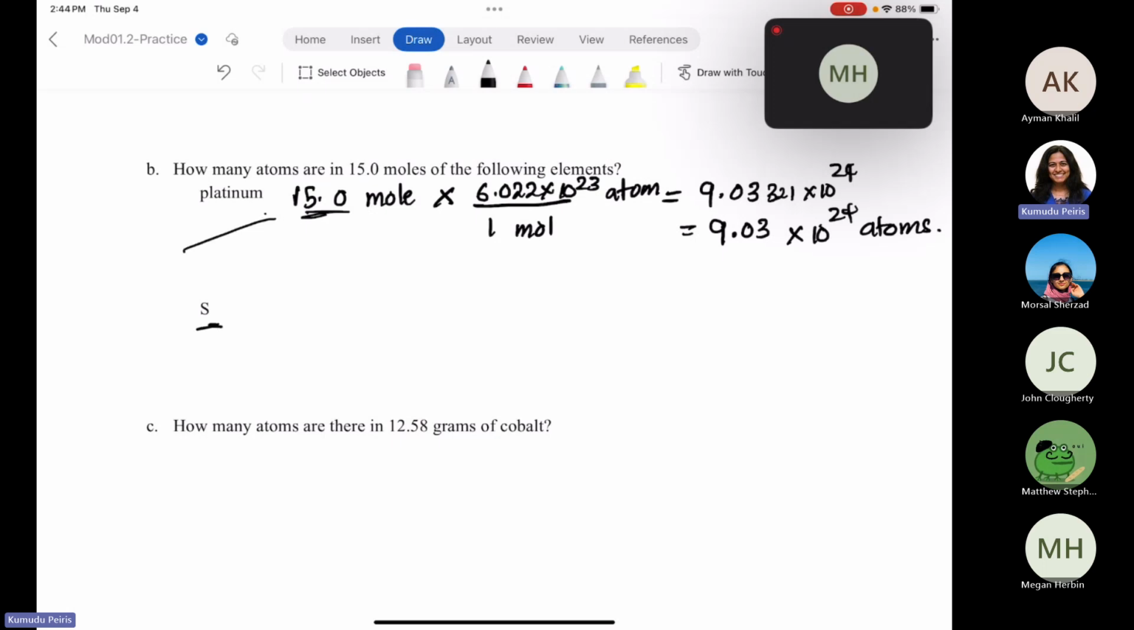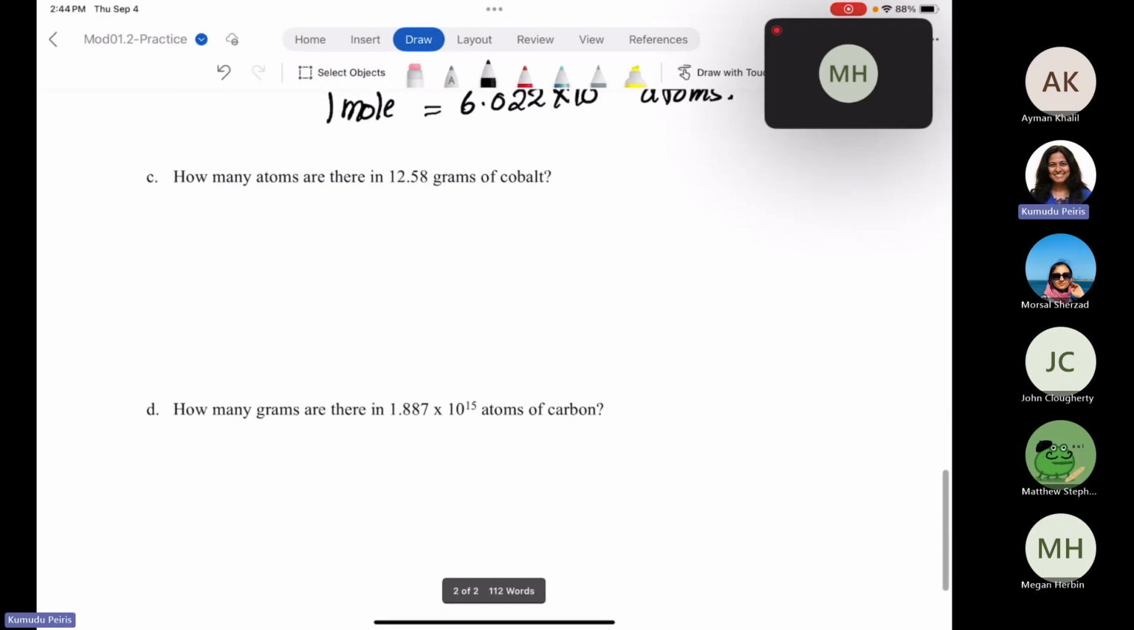Right. Do you think that I would get a different number if I calculated that for sulfur, if the moles are equal? No, I will get the same number since 1 mole always has 6.022 times 10 to the 23rd atoms. Right. Questions.